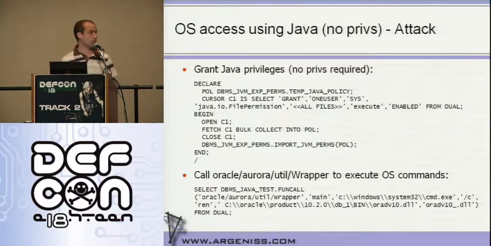Let's see now a way to do this with no privileges. Just these two statements are needed. The first one grants the necessary permissions to the user that is exploiting this vulnerability, and then we just use this function to call the Oracle Aurora util wrapper class, the main method in that class, passing as argument the operating system command we want to execute.